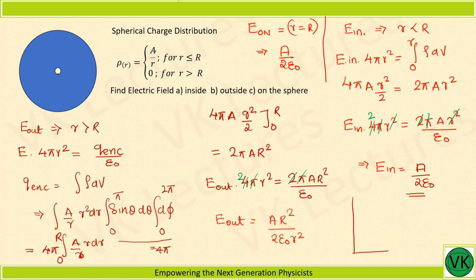So if you draw this, r on one axis and electric field on the other, from 0 to capital R you have a constant electric field, and from there onwards it is inversely proportional to r square, so it decreases like this. This point is A by 2 epsilon naught. From there it decreases.